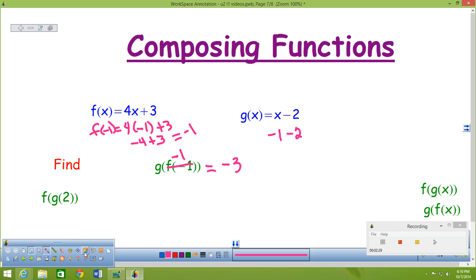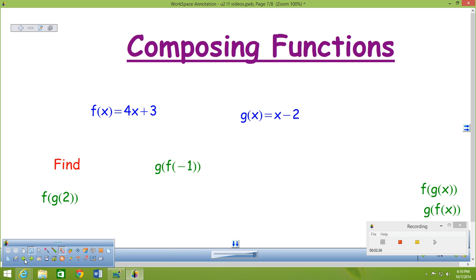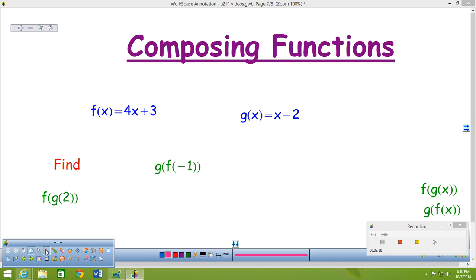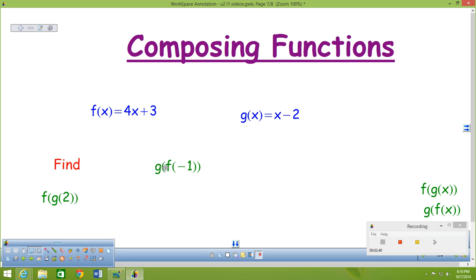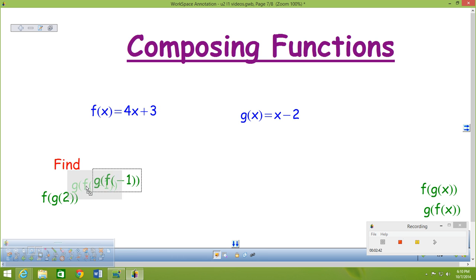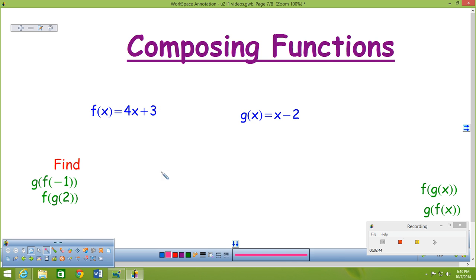Let me give you a different example, because I'm afraid some of y'all might get confused that we got so many negative ones there. So let me just give you a different one. Let's do g of f of 4. Well, let's make it 5. G of f of 5.